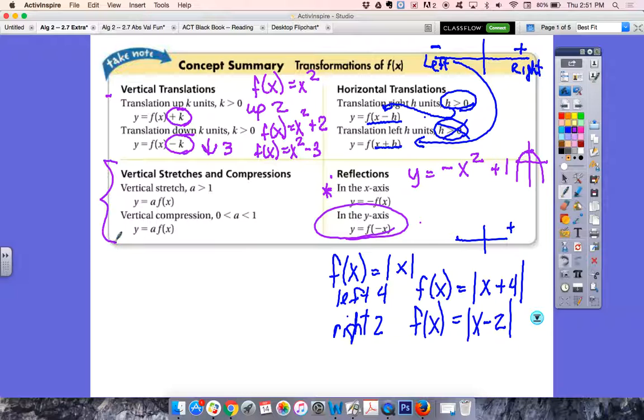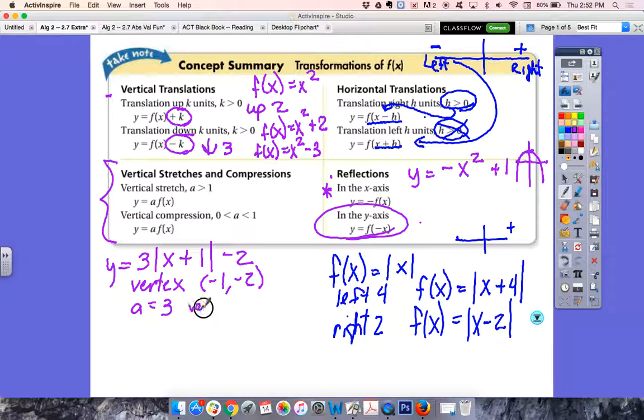So if you have something like y equals 3, absolute value of x plus 1, and then minus 2. So you know that your vertex is at -1, -2, but this 3, we were saying A equals 3. Well, A still equals 3, but that is a vertical stretch. It's a stretch because A is bigger than 1. So if A is bigger than 1, you call it a stretch.